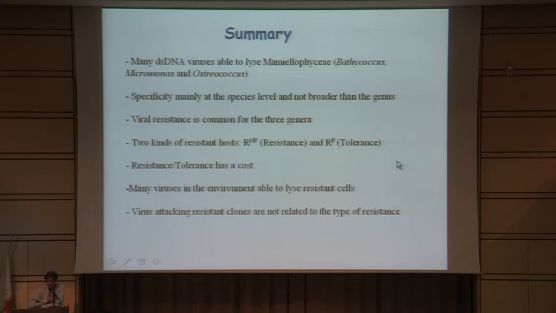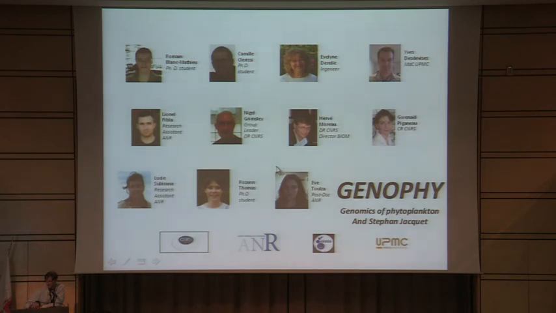And many viruses in the environment, this is very surprising, and we don't have a clear explanation yet. We have to discuss with people in ecology to try to model that. But many viruses in the environment are able to lyse resistant cells, more viruses than are able to lyse the sensitive cells. And the viruses attacking resistant clones are not related to the type of resistance.